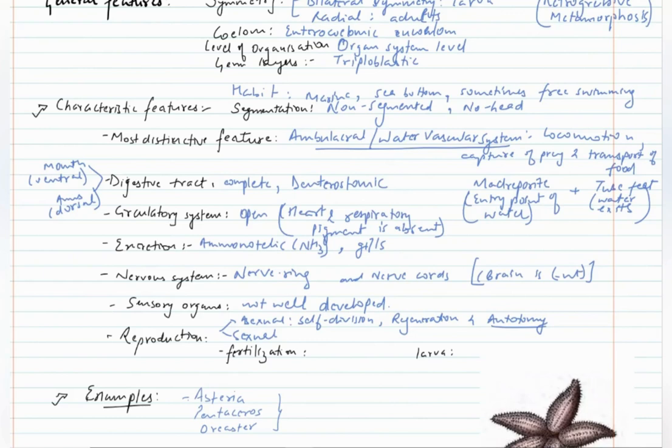Now, in sexual reproduction, they are mostly unisexual or dioecious. Fertilization is mostly external. And a larva stage is present. That is, there is indirect development.